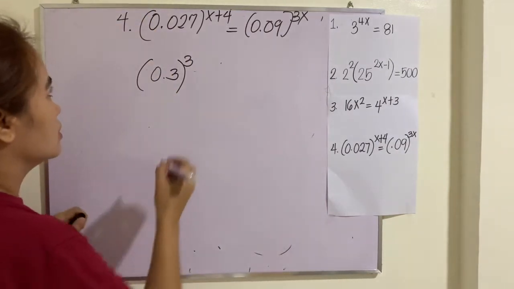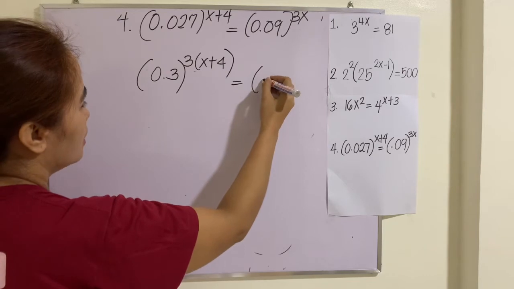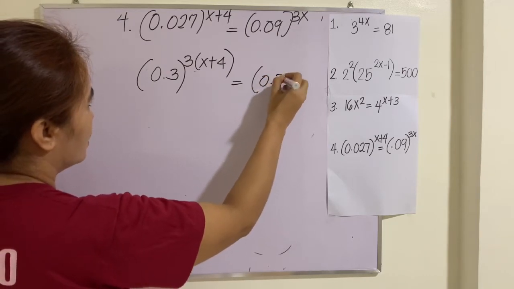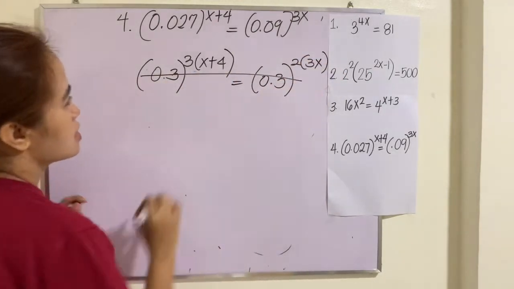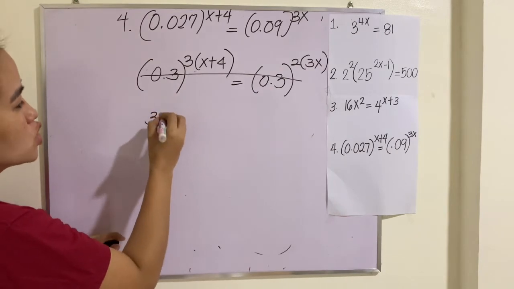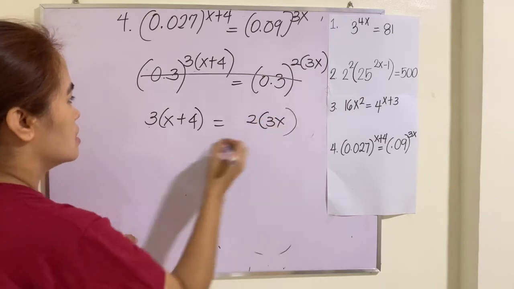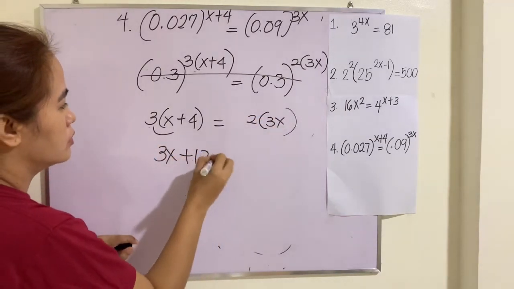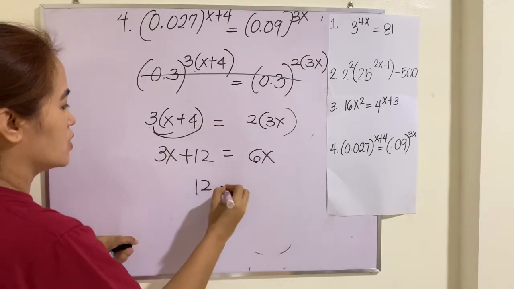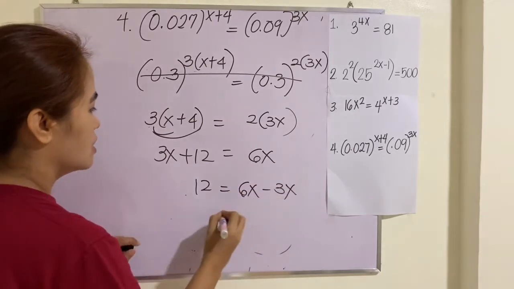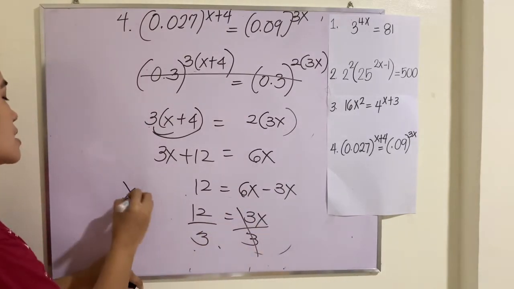So that is 0.3 raised to 3, multiplied by x plus 4, equals, this one is 0.3 times 0.3 is 0.09, so that is 0.3 raised to 2, 3x. So I can cancel this. I will form now the exponential equation. This is 2 times 3x. So we have 3x plus 12 equals 6x. So I transpose that one to the other side. 6x minus 3x, this one is 3x. This is 12 over 3, x is equal to 4.